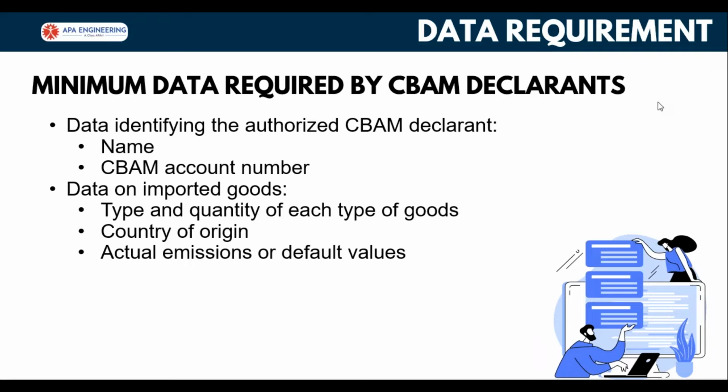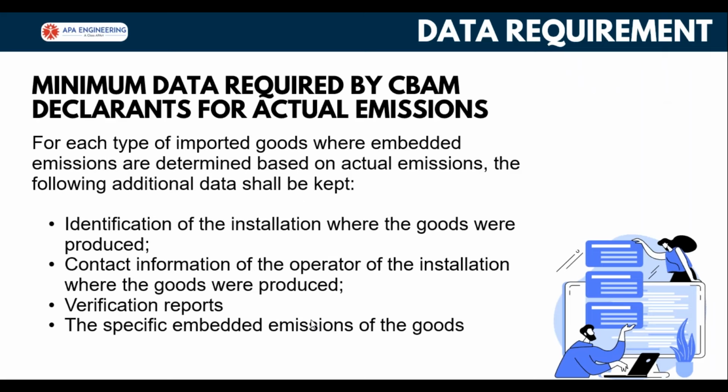So this is with respect to the general information that is required, and this will be required in the transitional registry. We will see how to submit it to this transitional registry later, and I'm moving over. In case you're giving actual emission data, then you also have to have information on identification of the installation, that is where your goods are being produced, the installation or the manufacturing facility. Then the contact information of the operator, that is who is actually running that installation. Then you also need verification reports, and you also have to give information on specific embedded emissions.